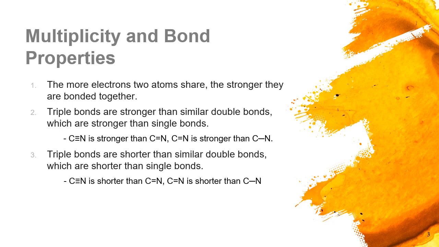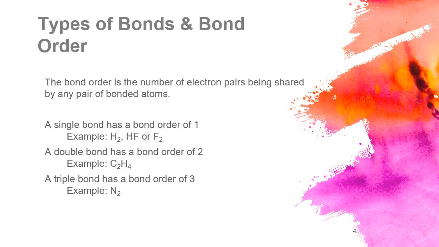In the case of shorter bonds, when we get more electrons, the electrons pull the atoms closer together. That is why the triple bond is much shorter. So this is about types of bonds and bond order.